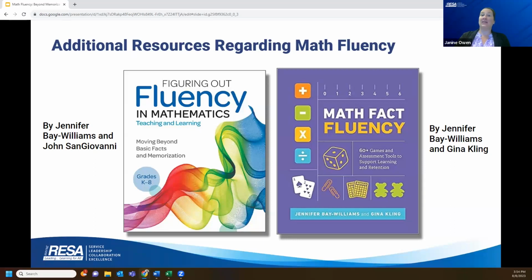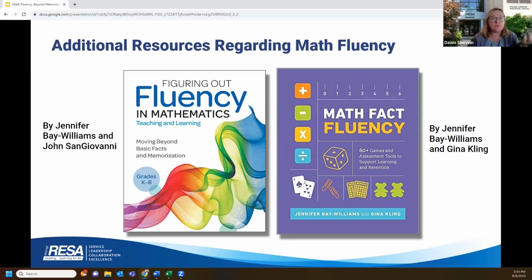Which is the book for multiplying and dividing practices? She's wondering, Dawn, is it still by the same authors? It's still by the same authors and it's called Figuring Out Fluency in Mathematics. I think it has a subtitle, Multiplication and Division. I'll see if I can find the direct link and message it to you. And there was one more question.